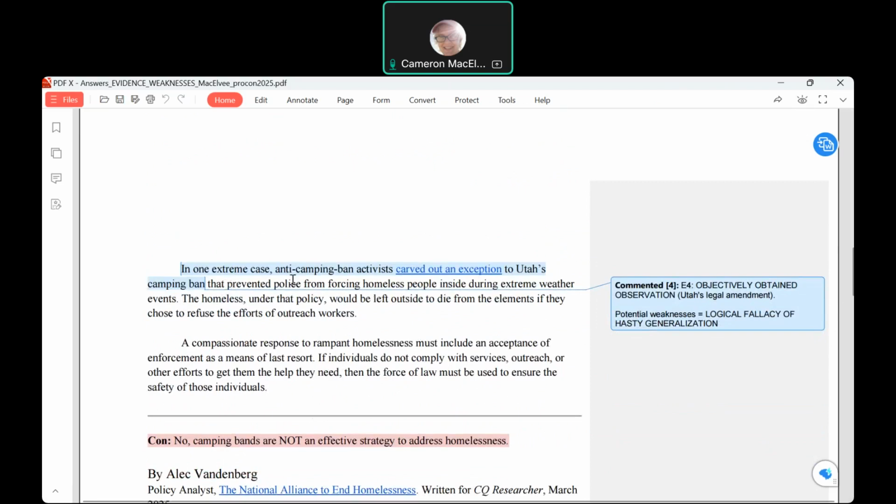Moving on to his fourth piece of evidence. This was in one extreme case, anti-camping ban activists carved out an exception in Utah's camping ban. So this is an objectively obtained observation. It's from Utah's legal amendment. You can find it on the Utah legislature website.